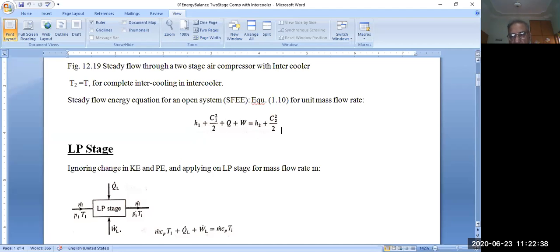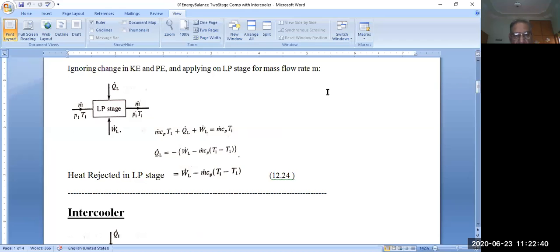So this first law equation of steady flow is converted into a very simple equation for QL for low pressure stage, and this is m dot Cp T1 plus QL plus WL is equal to m dot Cp TI. In this equation, kinetic energy, potential energy is ignored. So from here, QL is unknown. We want to calculate Q dot L, that is heat transfer to the low pressure cylinder.